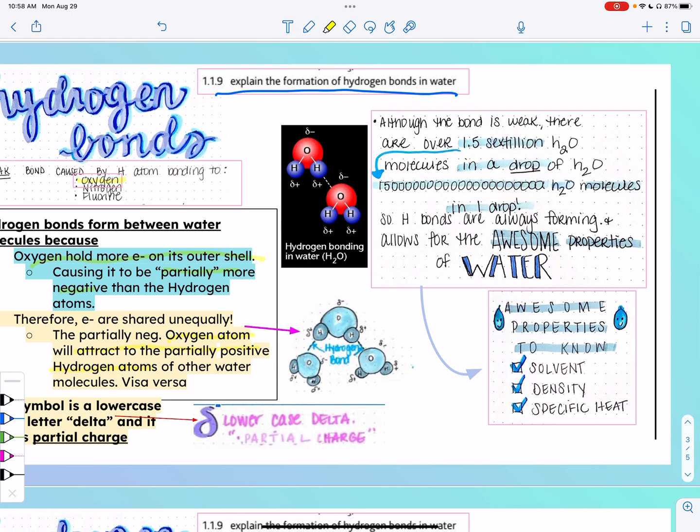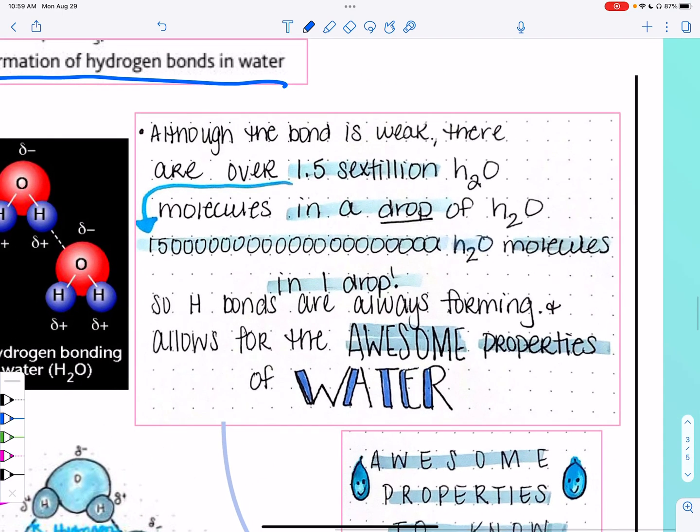But if you do a cannonball in a pool or you're splashing water around, it still pretty much comes back to itself. Or even just a drop of water next to a drop of water will make a bigger drop of water. The reason for that is because in just one drop of water, you have 1.5 sextillion water molecules. So there's constantly going to be something for them to attract to.